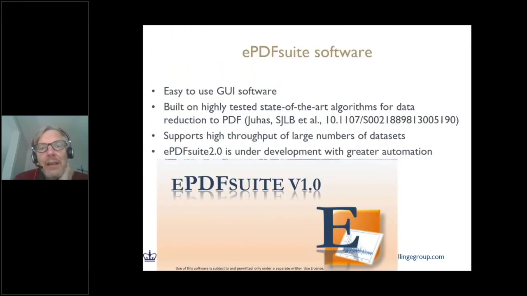And in order to help people use it, we developed this ePDF suite software. It's a GUI software built on top of the state-of-the-art algorithms that we developed for very fast and accurate data reduction to get the PDF. It supports high throughput of large numbers of data sets, and we're currently working on the thing that will supersede this, ePDF suite 2.0. So the bottom line is that you can do these experiments using this software. You can get the PDFs, and it includes modeling software as well, so you can model the PDFs.